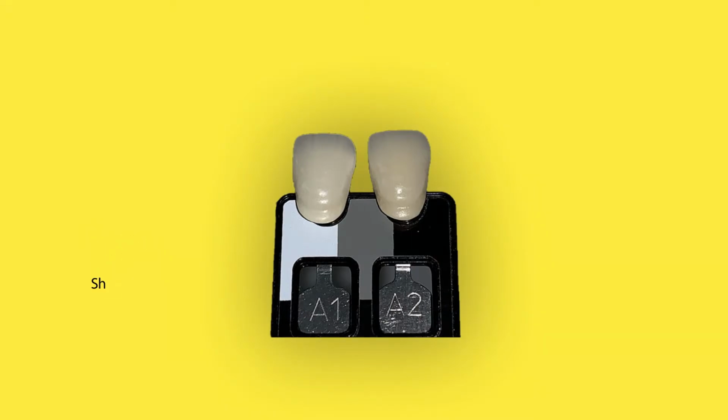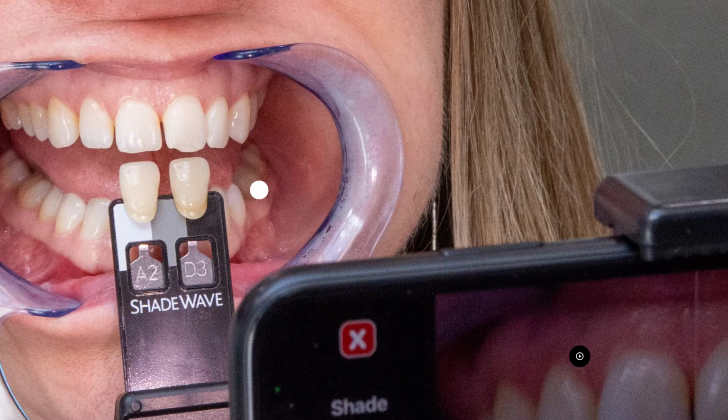You don't even need to pick a shade. Simply place 2 tabs in the holder. We suggest using an A2 and a D3. Hold the shade tabs incisal edge to incisal edge of the tooth you're trying to match. And when you have everything lined up, you simply say snap to take the picture.